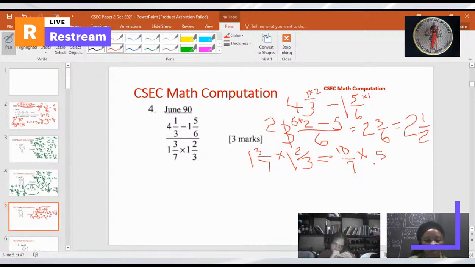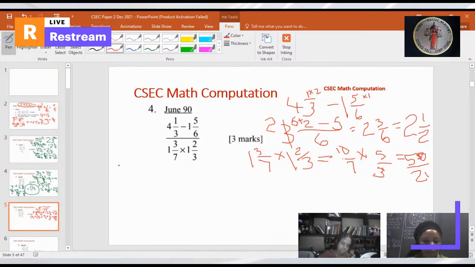But why would we invert? It's not divide. Oh, yes, it's times. So it's 5 over 3. 10 multiplied by 5 is 50 over 21. And 50 over 21. We're going to divide, so we would still have to change it back. So we can leave it like that.